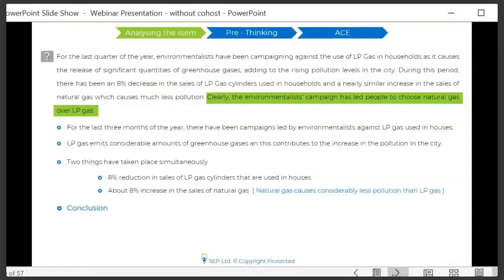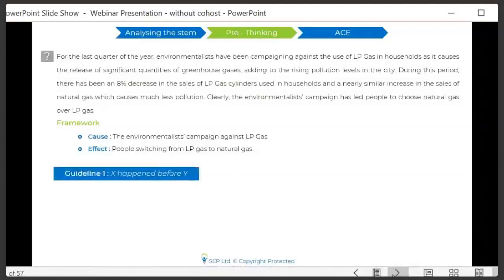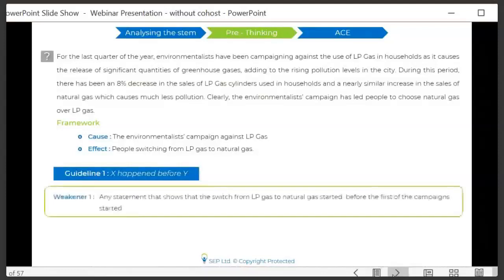So the cause is the campaign, and the effect is people switching from LP gas to natural gas. All right? Let's quickly now move to the pre-thinking. So, per the framework, the cause and the effect we have identified. The first weakener would be along the lines of X happened before Y. So a weakener would be any statement that shows that the switch from LP gas to natural gas started before the campaign started. Okay? So the weakener would be Y happened before X.